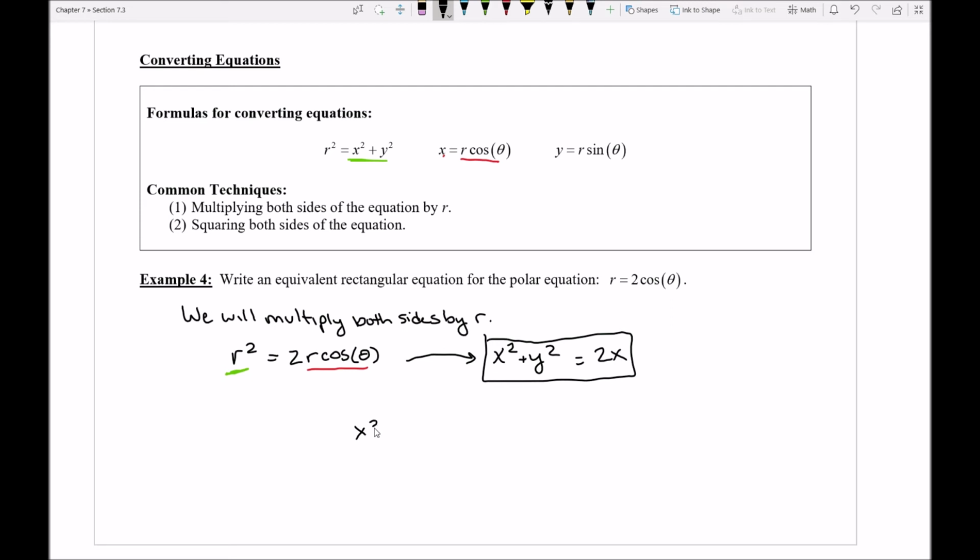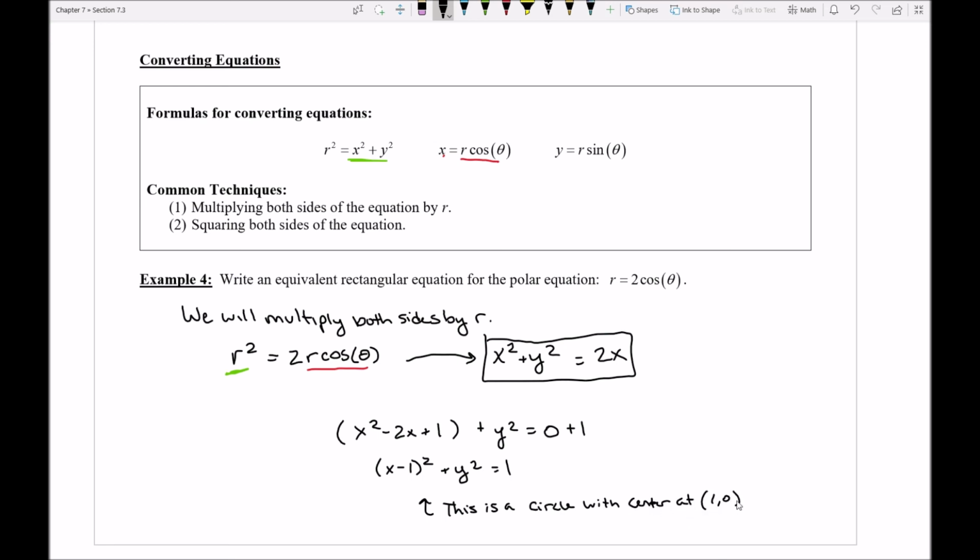And well, one thing that you might see is that if I kind of group together all of my different x's and my y's, and I set things up like this, notice I just moved the 2x over to the other side, I could actually do a process of completing the square, and I could then go ahead and see that I'm going to get an equation that looks something like this. And you might be able to tell what this is. This is a circle, specifically with a center at 1, 0 and a radius of 1.